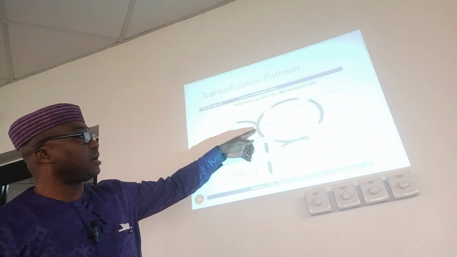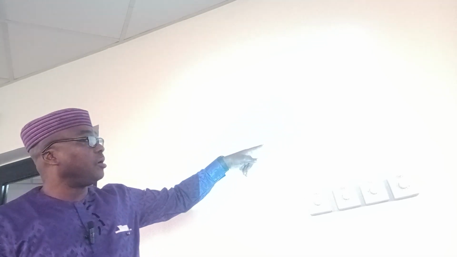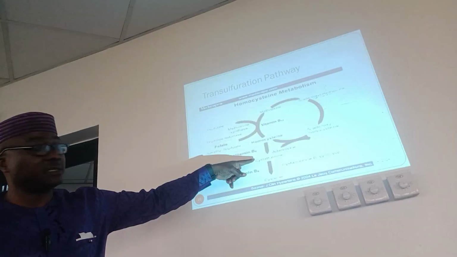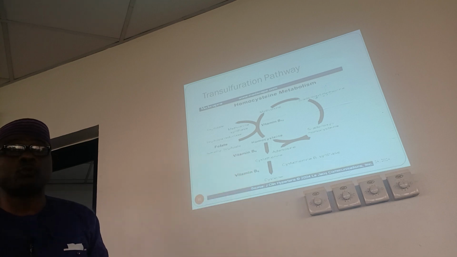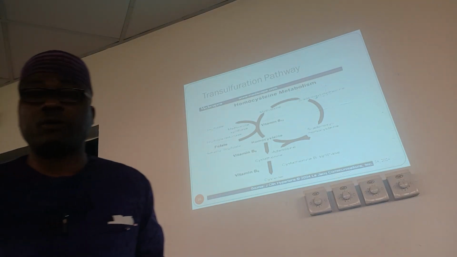Homocysteine must take up vitamin B12 before it can go down as cystathionine, and then cystathionine is converted to cysteine. Cysteine is converted to glutathione.